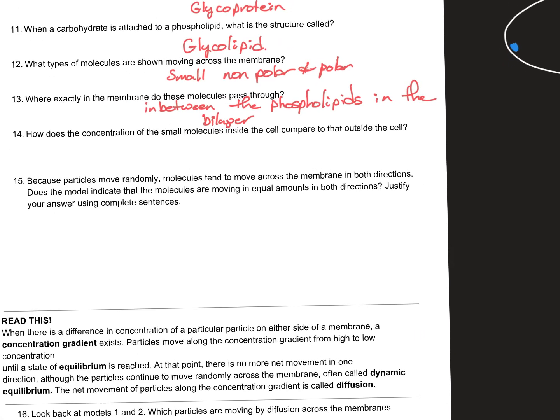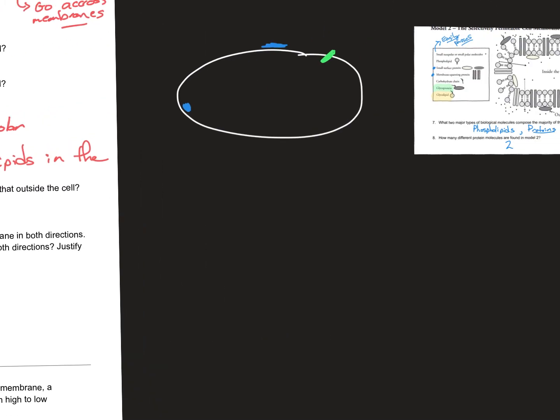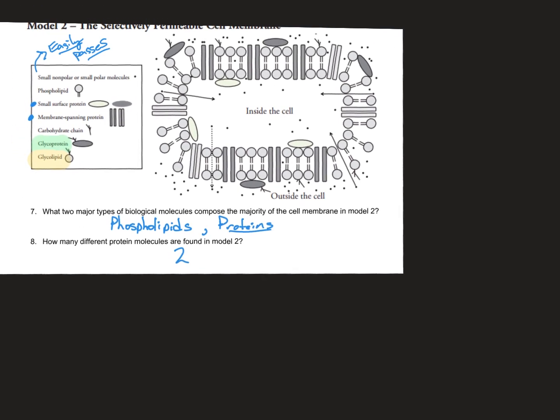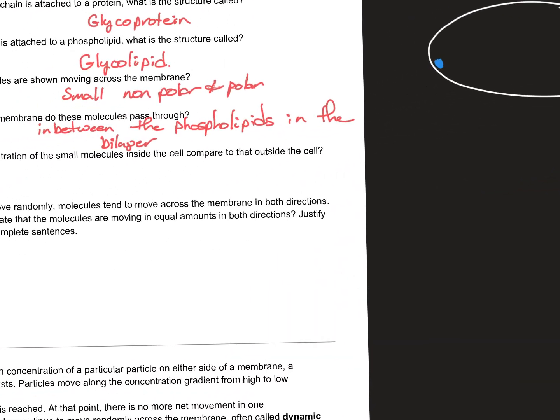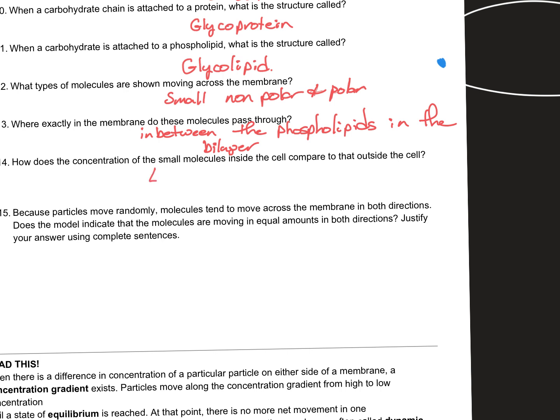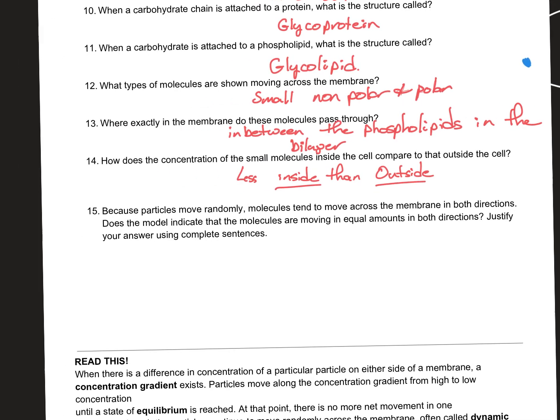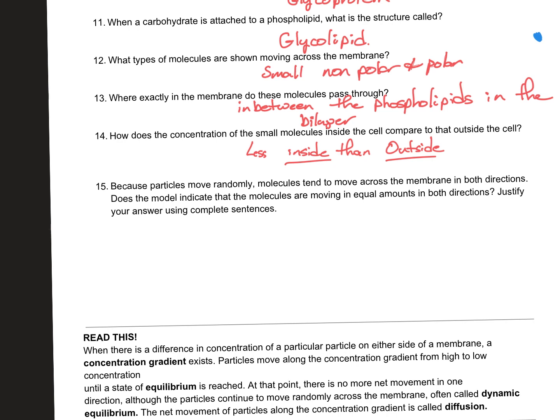They're moving across. How does the concentration of small molecules outside compare to concentration inside? There's less inside than outside. What would you say again for the answer? Less inside than outside. Okay, never mind. So that's the answer. Anything like this would be right. So outside would be high, and inside would be low. Outside's high, inside's low. That's it.